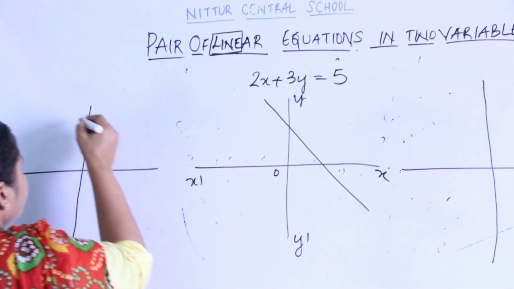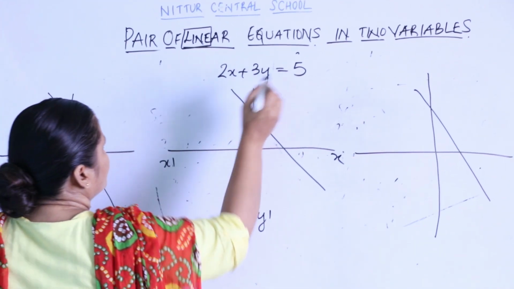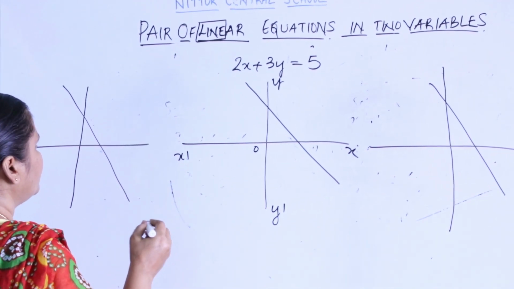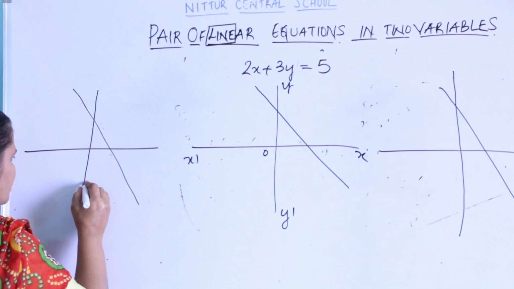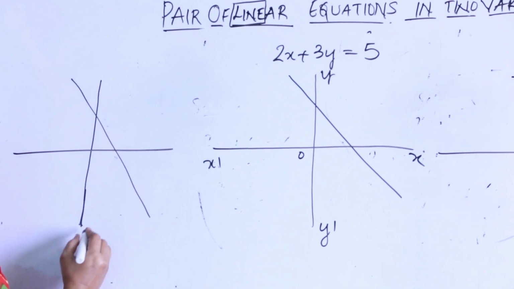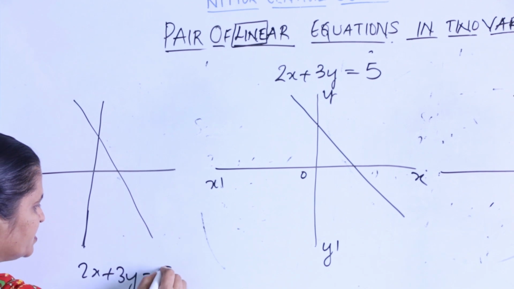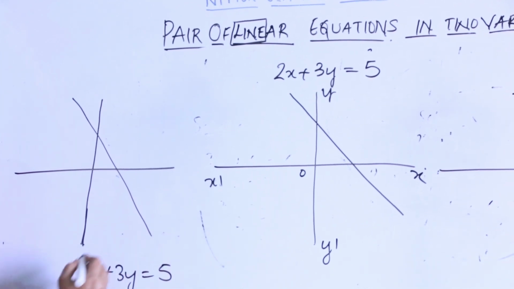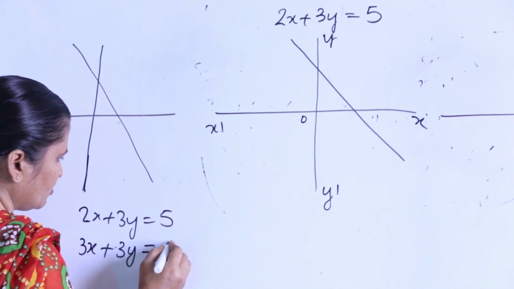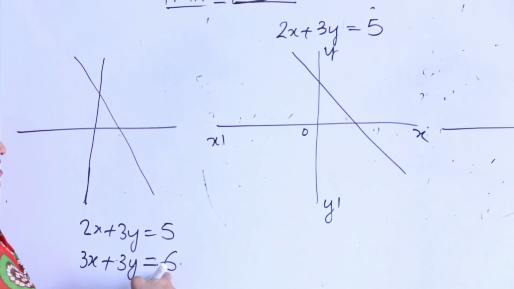Okay, fine. Let us say there is this line already, which is 2x plus 3y is equal to 5. Now, let us say we draw or plot another equation on the Cartesian plane along with this. For example, I will take this 2x plus 3y is equal to 5. Now, let me take another equation, 3x plus 3y is equal to 6.